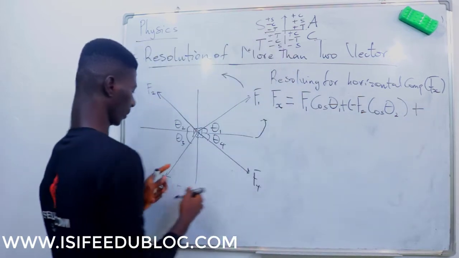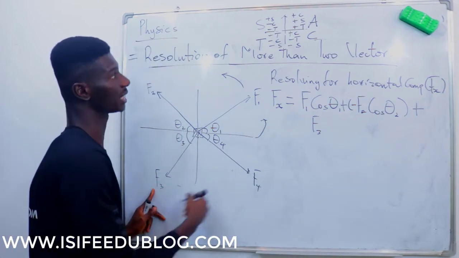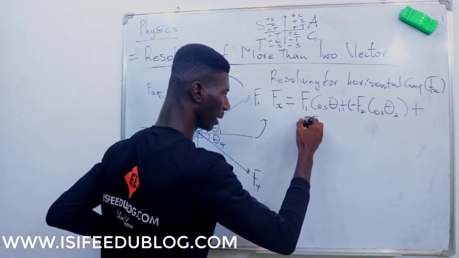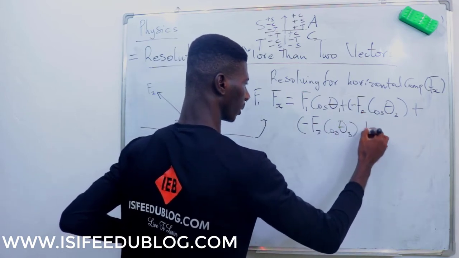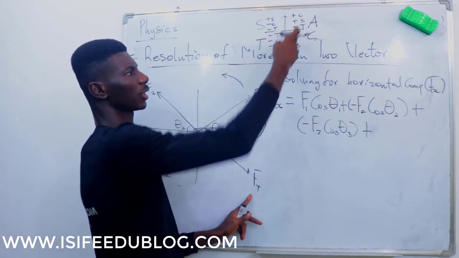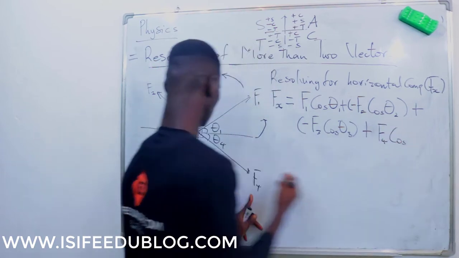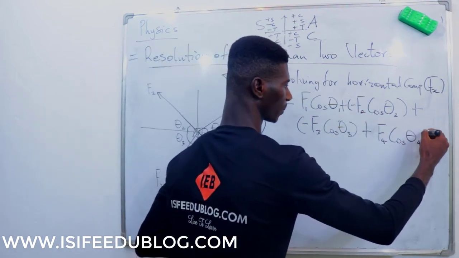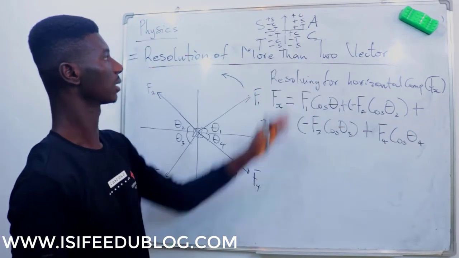Plus F3. Now, will the F3 be positive or negative? If we watch the third quadrant, cos is negative, therefore we also have minus F3 cos θ3, plus F4. Will it be negative or positive? In the fourth quadrant, cos is positive, therefore we still have positive F4 cos θ4, the direction it makes with the horizontal. So this is what you need to do. Always remember your negative signs, based on the quadrants.